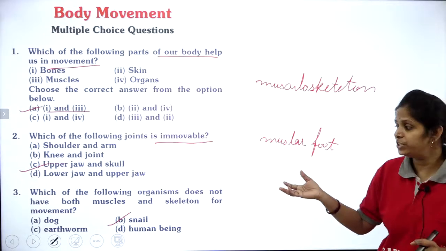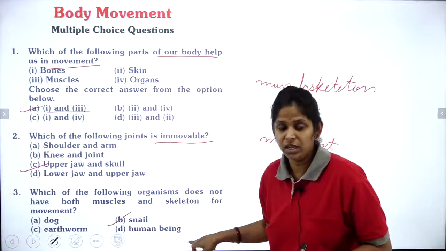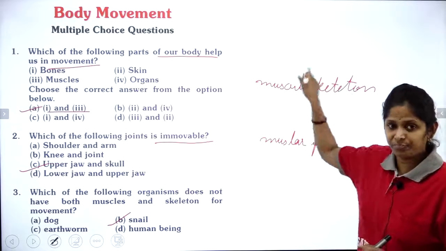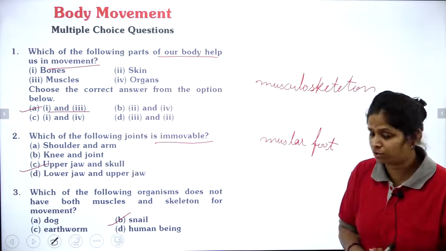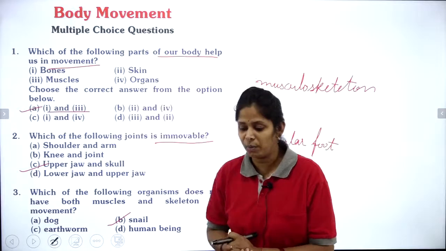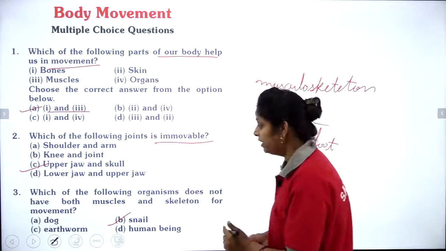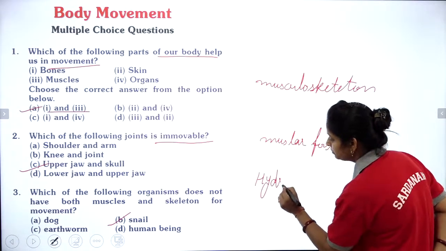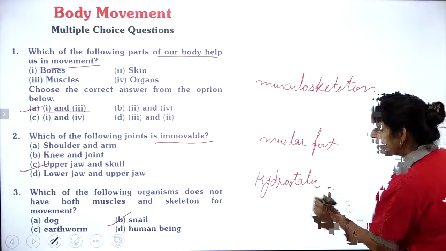It shows movement. But if we talk about dogs and human beings, they have a musculoskeleton, and with the help of the musculoskeleton they can easily move and they can change their place also. If we talk about the earthworm, this earthworm has a hydrostatic skeleton.